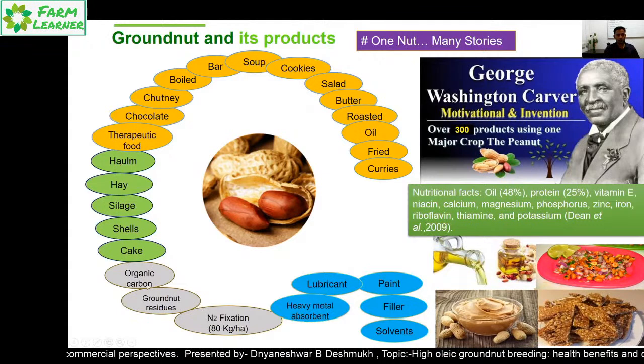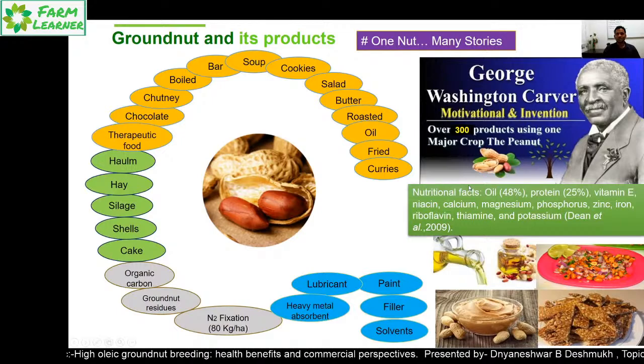Then gray color represents the soil uses of the groundnut. As it is a very bulky crop, it has much residue which increases the organic carbon content, and being a leguminous crop, it fixes nitrogen as much as 80 kg per hectare. Blue color represents the industrial use of the groundnut, starting from heavy metal absorbent to lubricant, paint, filler, and solvent industry.